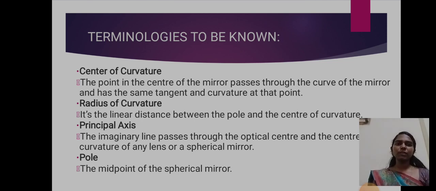Terminologies. Center of curvature. Center of curvature means the point in the center of the mirror that passes through the curve of the mirror and has the same tangent and curvature at that point. Now, radius of curvature. It is the linear distance between the pole and the center of curvature. Principal axis. The imaginary line passes through the optical center and the center of curvature of any lens or a spherical mirror. Next, pole. The midpoint of the spherical mirror is called the pole.